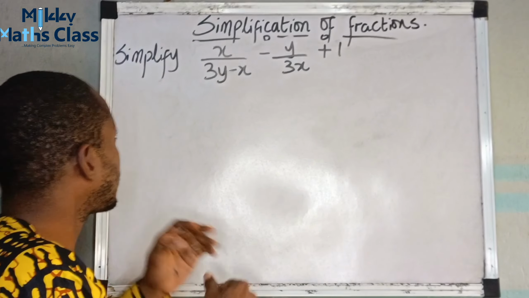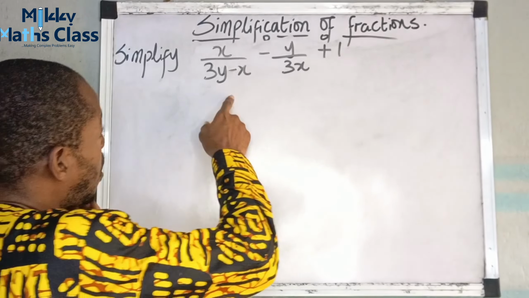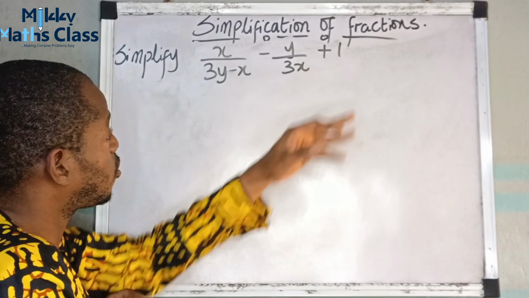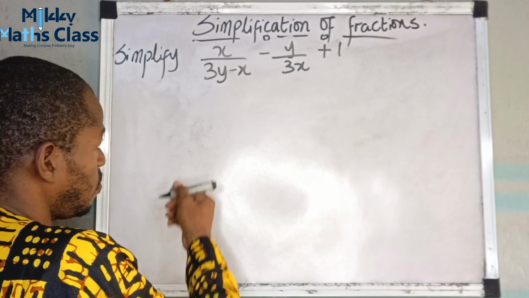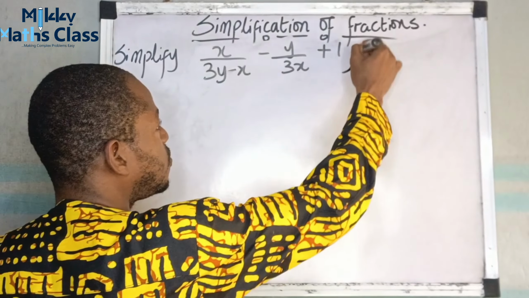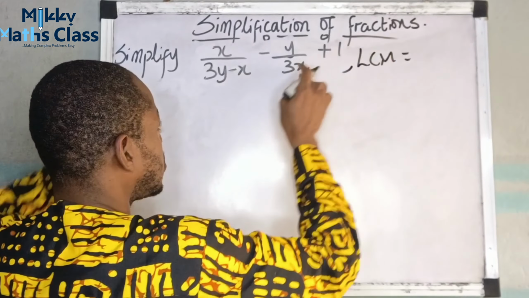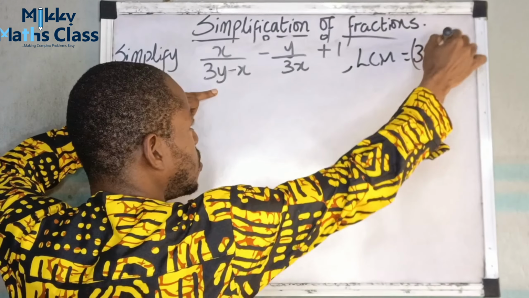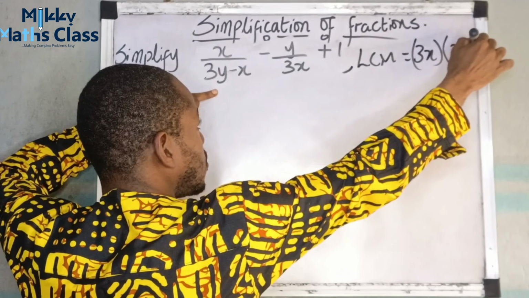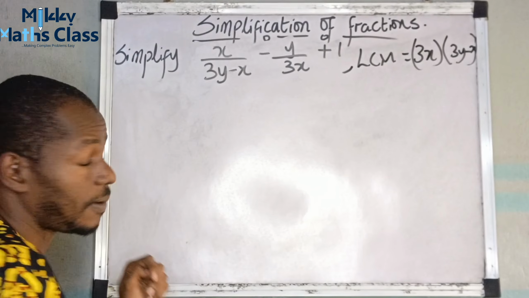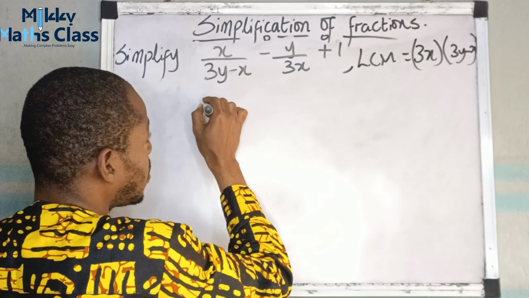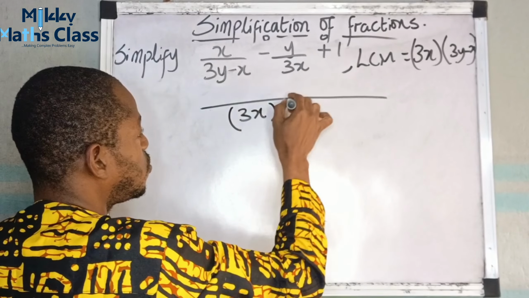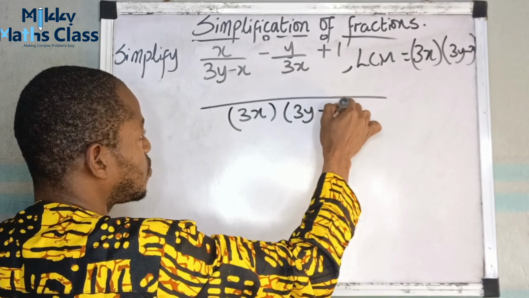It says simplify x over 3y minus x, minus y over 3x, plus 1. So the first thing we'll find is the LCM, and the LCM of this is the multiplication of these two, that's 3x into bracket 3y minus x, that's the LCM. So we rule our line. This is our LCM, that's 3x into bracket 3y minus x.